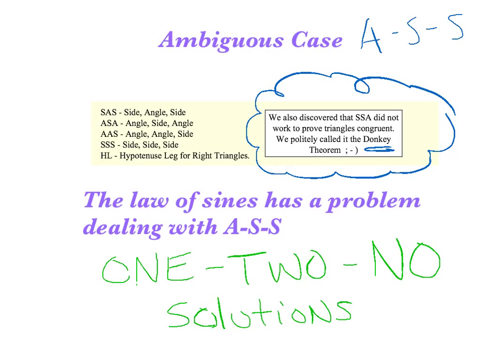So, the law of sines has a problem, though, when you deal with angle, side, side. So please take note and copy this down. Basically, what's going to happen is you can either get 1, 2, or no solutions possible. Okay, 1, 2, or no solutions.